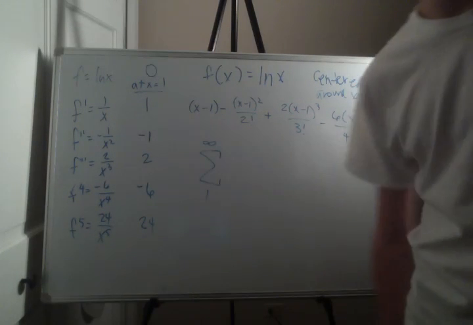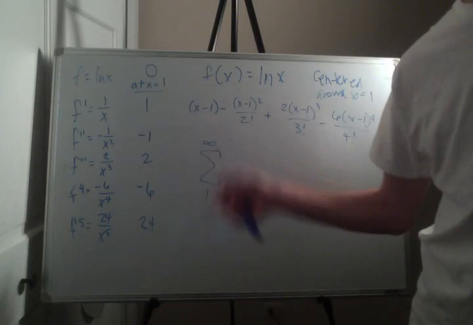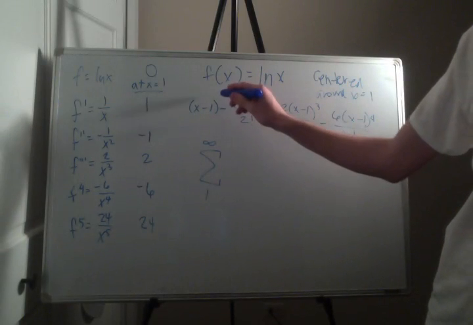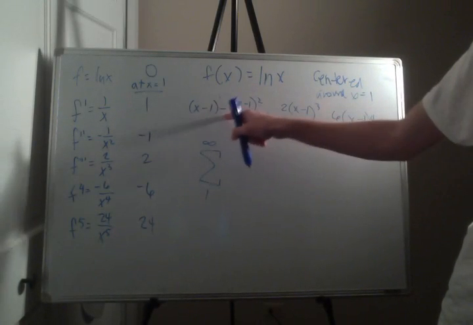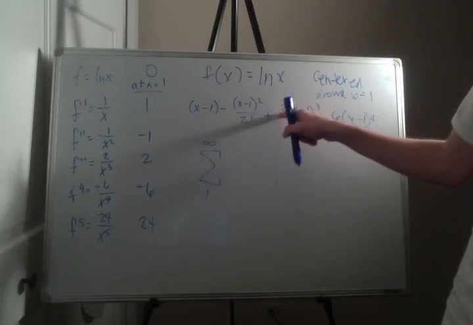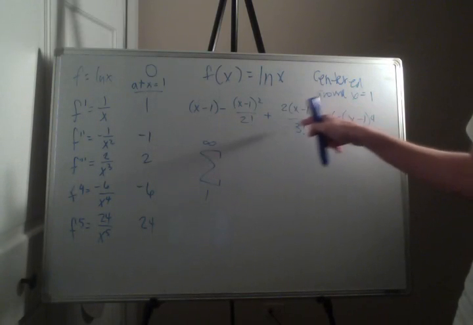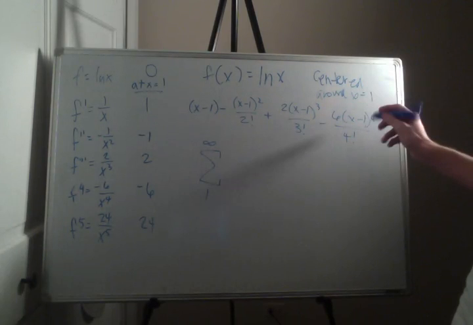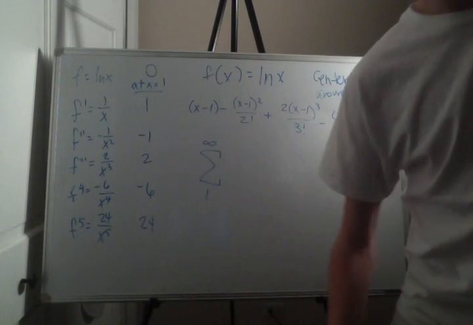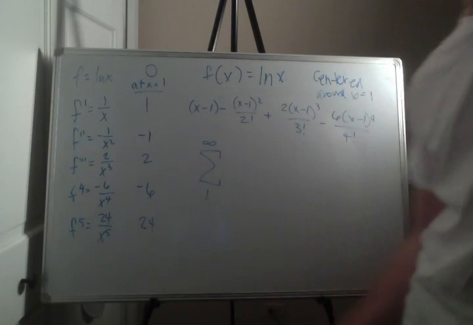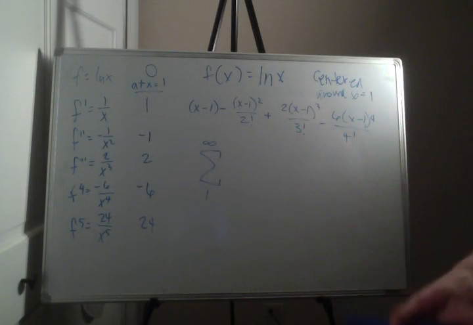Remember that because the first one's 0, there is going to be no 0 term, where it's x minus 1 to the 0. So we're skipping that one and just doing x minus 1 to the 1, minus x minus 1 squared over 2 factorial, plus 2 times x minus 1 cubed over 3 factorial, minus 6 times x minus 1 to the 4th over 4 factorial. Now you might be thinking, oh, I don't really see a pattern here. Well, if you simplify it, you will.